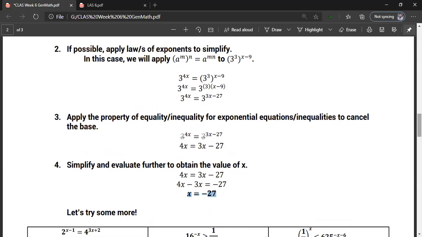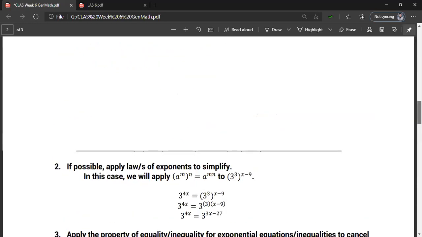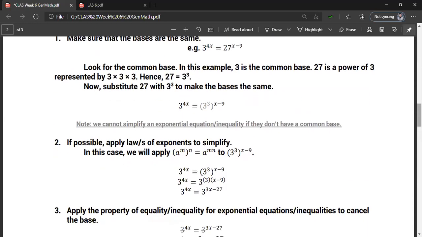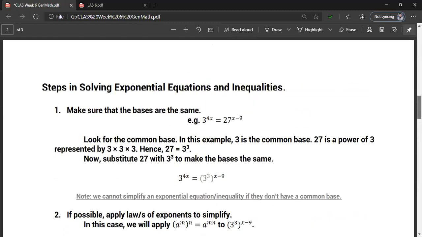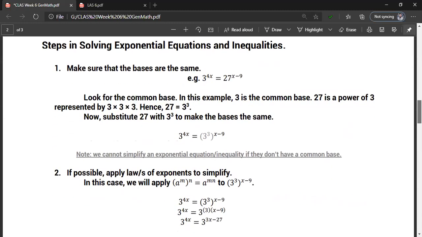Okay. Actually, class, pwede naman pagsamahin si step 2 and step 3. Pwedeng cancel nyo na dito agad muna yung 3. Pwede yun, as long as tama yung procedure natin. Pero dapat same sila agad ng base. Kasi ulitin ko, kapag hindi sila same ng base, hindi tayo pwedeng mag-simplify or hindi natin sila pwedeng ma-evaluate. Okay. Sige, natandaan na ba yung steps? Okay, gawa tayo ng example.